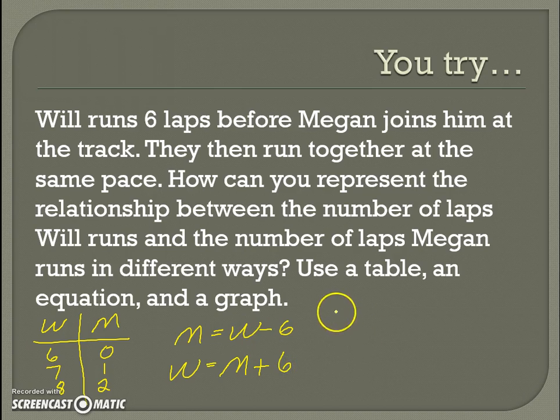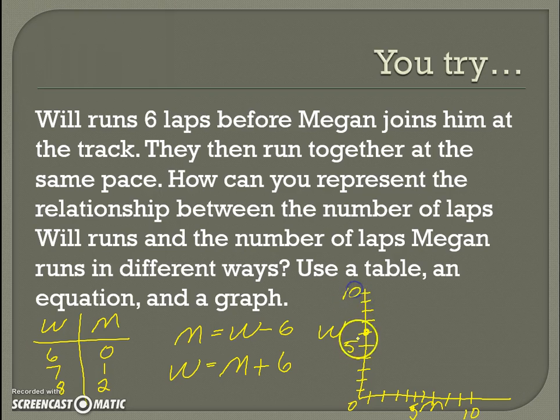And then a graph of this would look something like this, and it doesn't matter where you put Will or Megan, just as long as you make it clear. So I have 1, 2, 3, 4, 5, 6. This is 0, and then Megan 1, 2, 3, 4, 5. We'll go up to 10 on both of these.